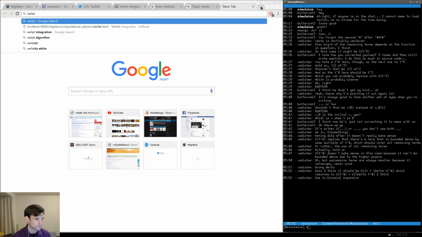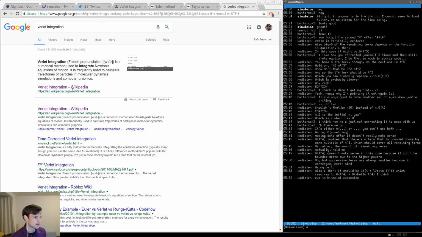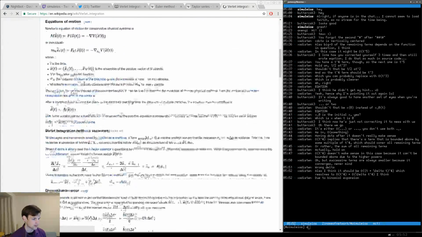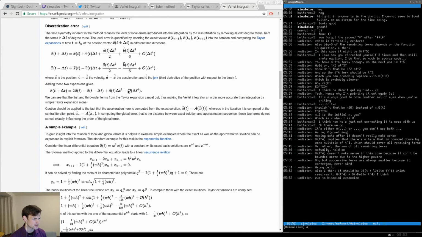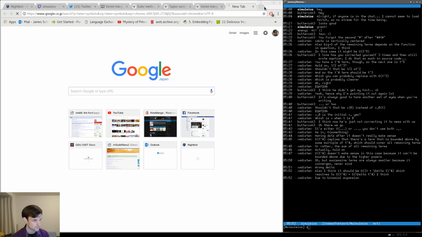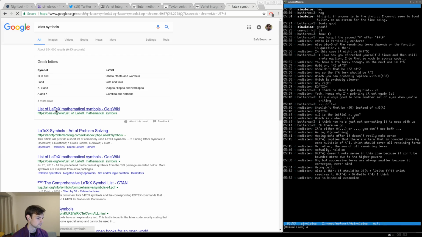Verlet integration. I mean, most of this, of course, can be found on Wikipedia. This is just a simple way to think about it. Where are we? Usually they do this. That's usually what I see. Of course, the big O is different. How do I make that big O? I don't know. Sorry about that.